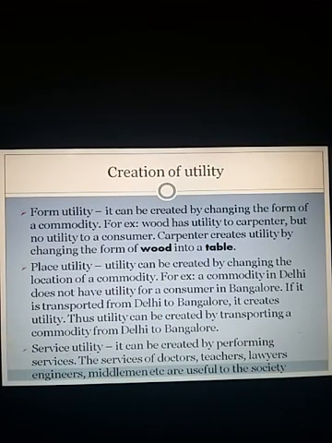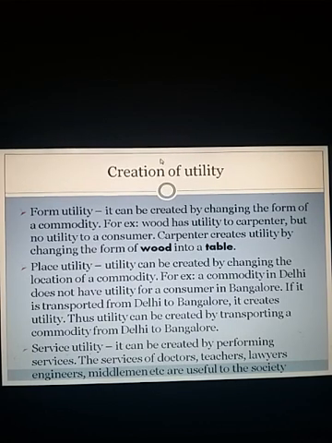After knowing the meaning of the term utility, the difference between satisfaction and utility, and the features of utility, it is important to know the creation of utility, that is, how utility is created. When you observe this heading, there are 3 points visible: form, place, service utility, and the next one we have time utility. Let us discuss each one of them in detail, concentrate. The very first one we have is form utility.